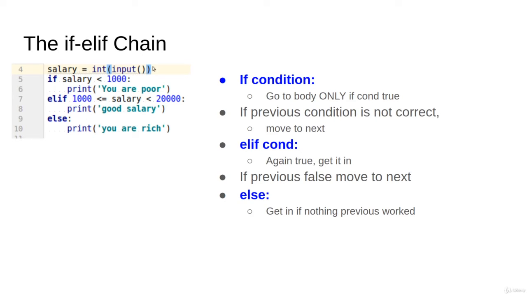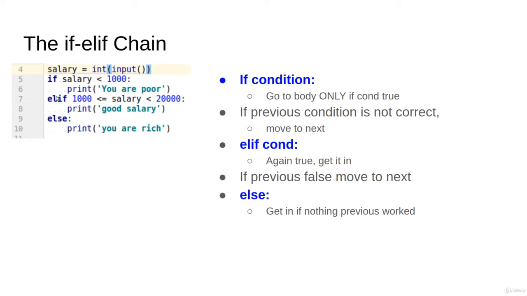I'm reading a salary here as an integer and saying if salary is less than 1000, execute line number 6. Else if salary is greater than 1000 and less than 20,000, print good salary. Else print you are rich. Observe the following. Every block here, everything under if or elif or else, has an indentation, and they share the same indentation of four spaces.